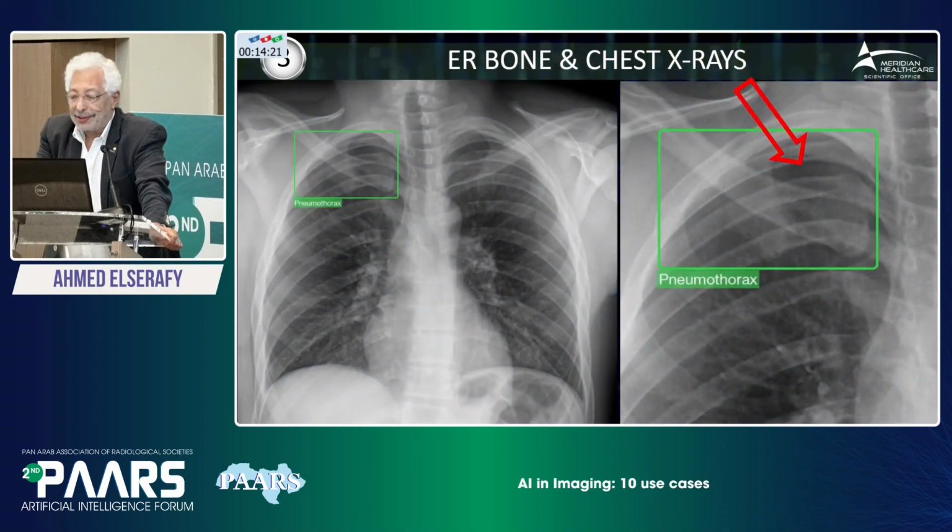What about the chest? You really need to look hard to pick up that pneumothorax. For AI, it was straightforward. I could see that image 100 times. I will probably skip it.